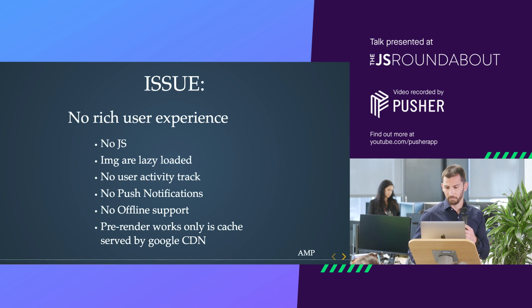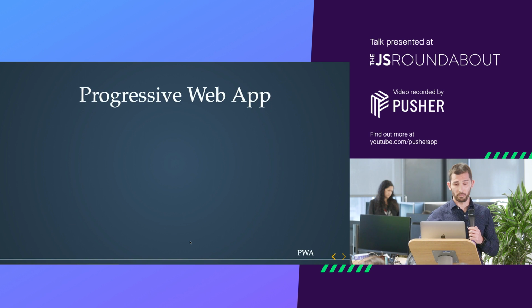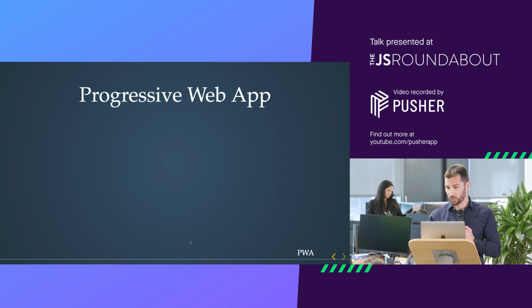You cannot track the activity of the user. You won't have push notifications or offline support. And this one is why they say that Google AMP is evil, because the pre-render and other features will be given to you only if you host your AMP application on the Google CDN. If you don't use the Google CDN, these tools won't be given to you. Of course, you can use a different CDN, but if you want to have a pre-render, you have to use the Google one.